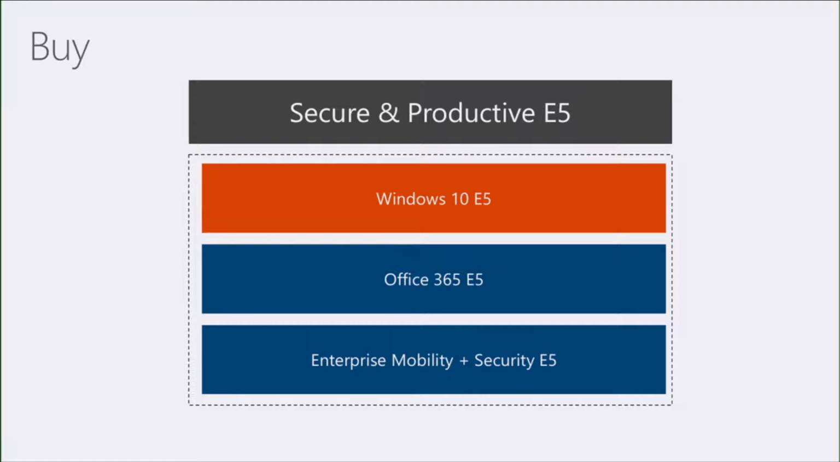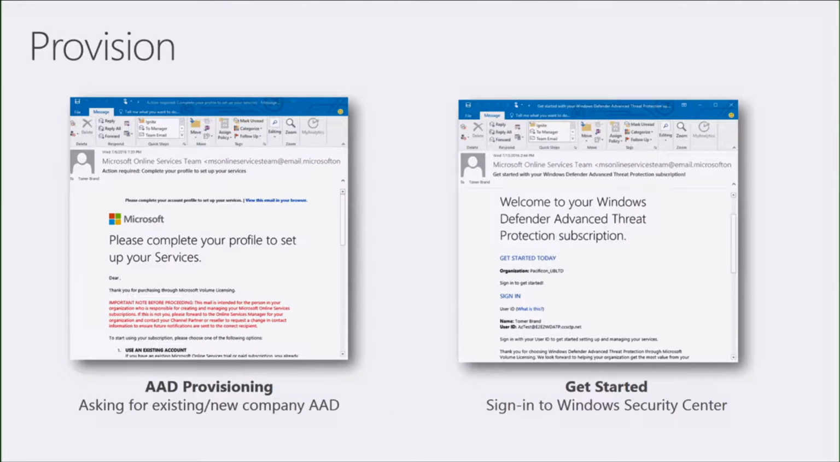E3, E5? So Windows Defender ATP is part of the Windows E5 SKU, or it's part of the Uber E5 SKU of secure and productive E5. So if you want to try this or you want to buy it, the one thing that I want you to remember, it's part of the Windows E5 licensing package. So pretty straightforward.